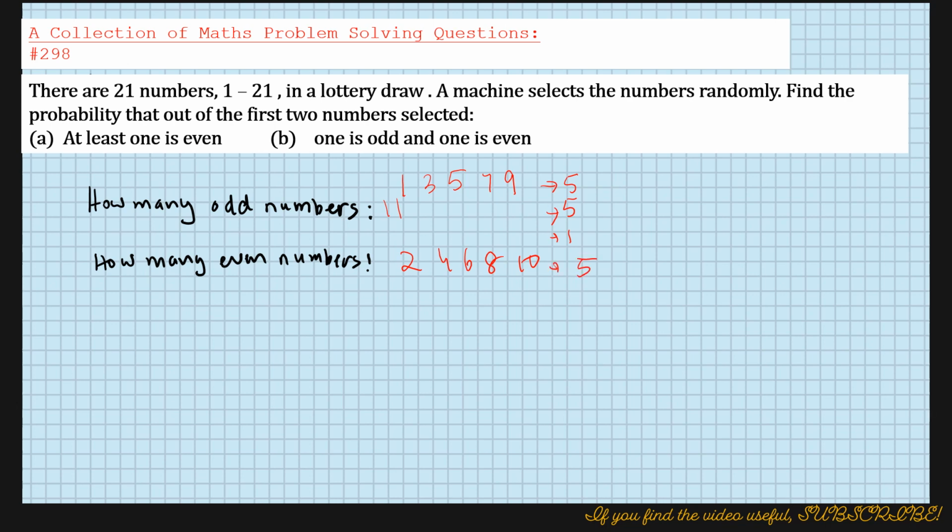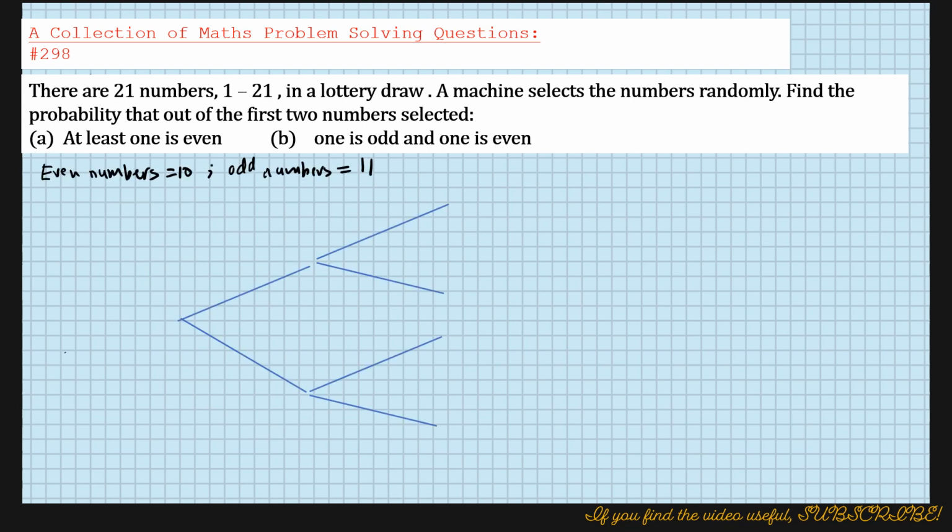And similarly between 11 and 20 you'd have another 5 even numbers. So the total number of even numbers would be 10. So I write down 11 and 10. And next I do a tree diagram to work out the probabilities. And so you have the first number and then the second number.